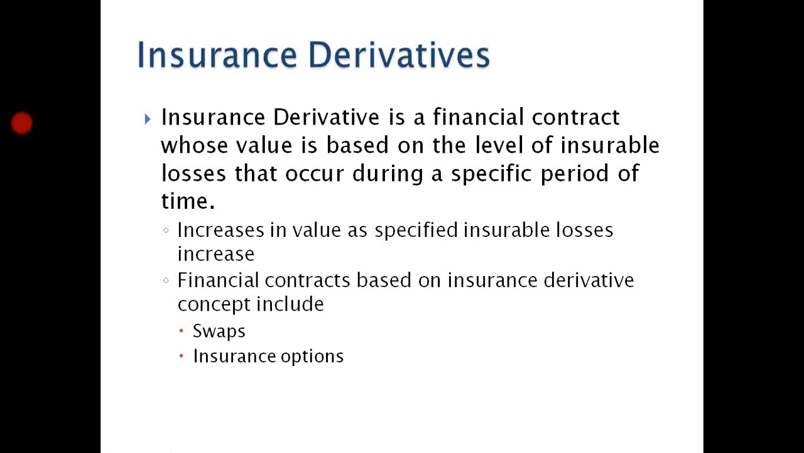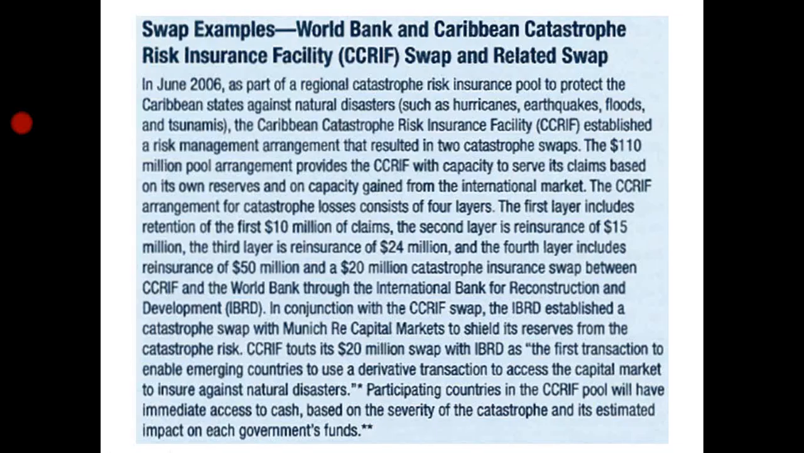Now, when I read this, this is probably the part that takes a little bit more to understand: it increases in value as specified insurable losses increase. So basically, I guess you could say more money is collected through the swaps and the insurance options, depending on at what point these things are being purchased. And hopefully the example they give in here provides a decent illustration of how this might work. So we do have another question.